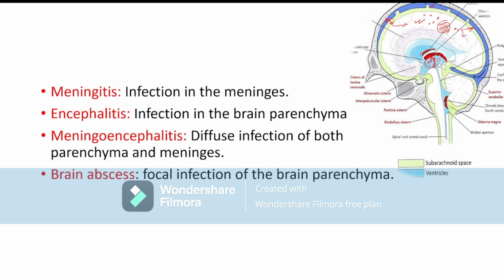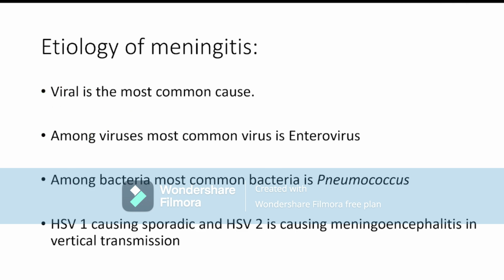Now come to the etiology of meningitis. The most common cause of meningitis is viral. That means virus is the most common cause of meningitis. Among the viruses, the most common virus causing meningitis is enterovirus. There are different types of enterovirus, but enterovirus itself is the most common cause of meningitis.